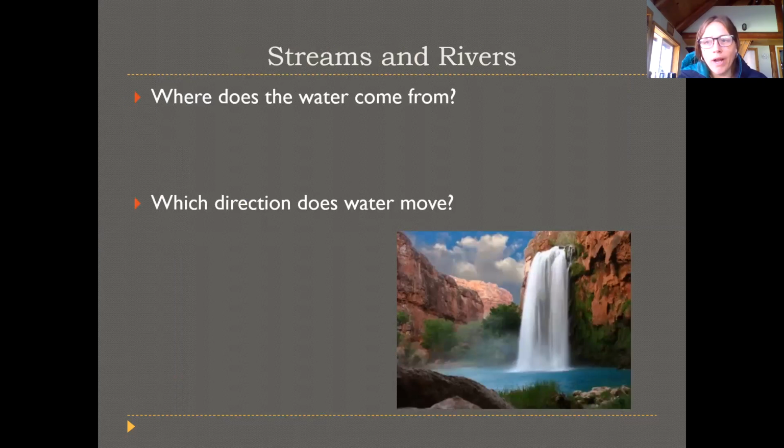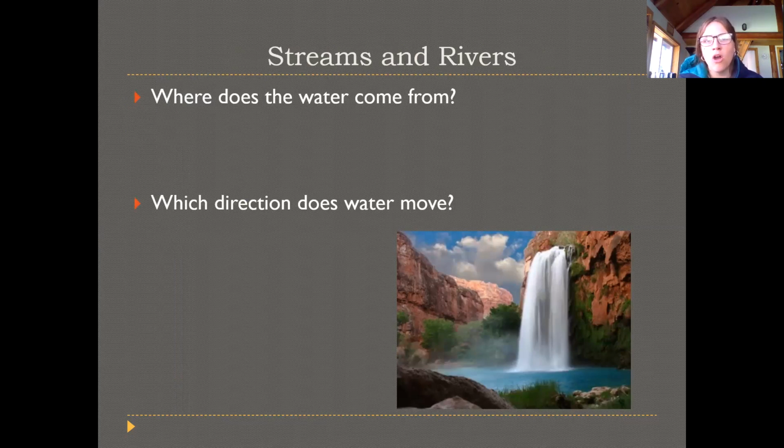Okay, so we're going to talk about water for a few weeks, water in the oceans, water in the atmosphere, but first we're going to start with streams and rivers. And again, even though these are very small amounts of water relative to the overall water, this is water that we are very in tune with and we depend on a lot, so it's important for us to understand. So I have a couple questions for you.